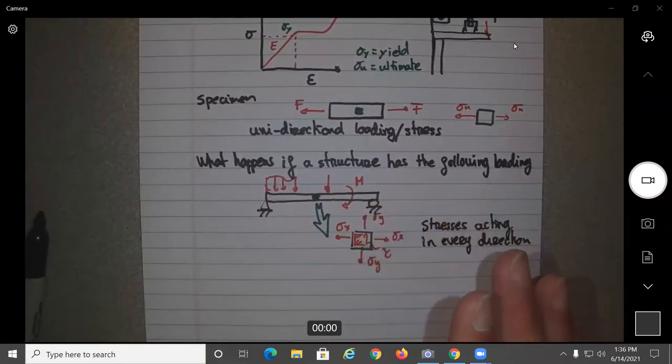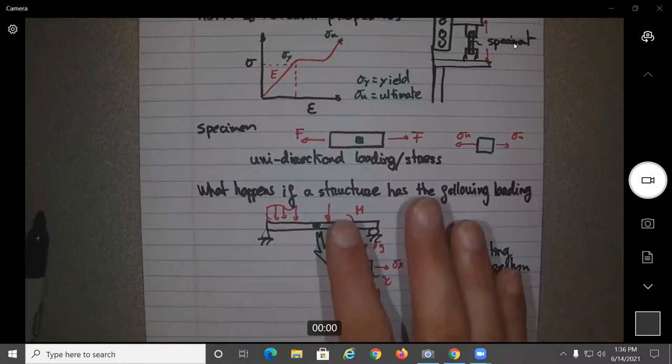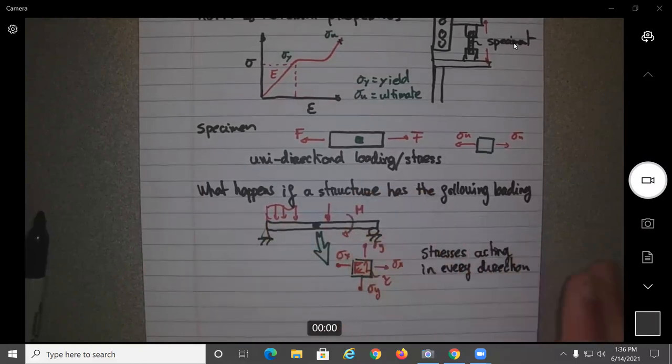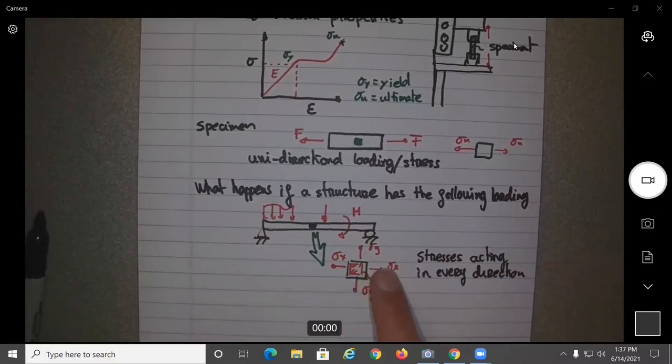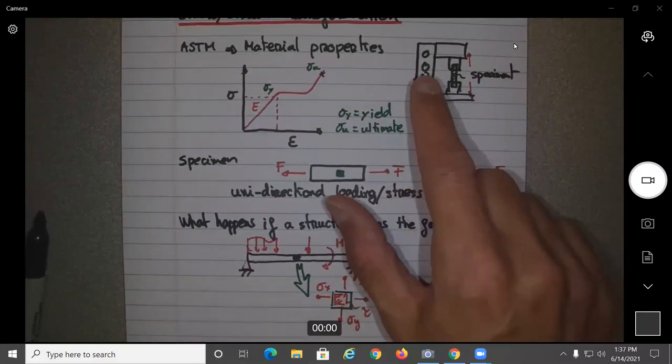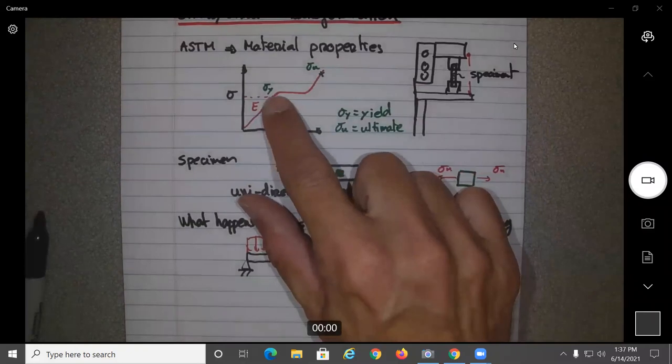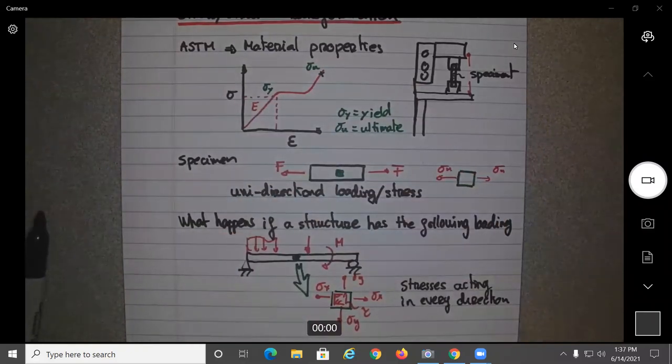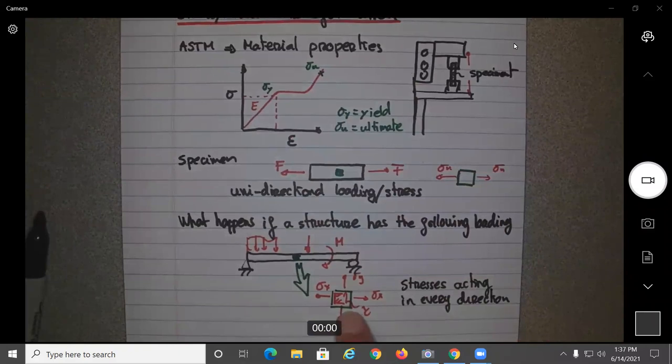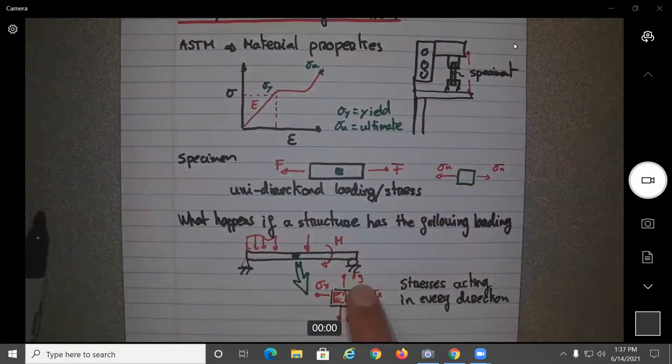Now, let's say you want to estimate when this beam is going to break or fail. Can you just say you take the maximum sigma X and compare it to the sigma yield over here? Does that make sense? That doesn't make sense because this one also has a sigma Y, no? And this one has stresses in every single direction.